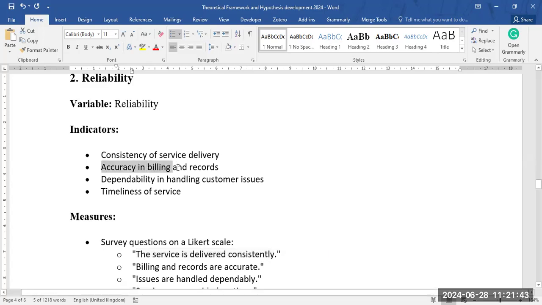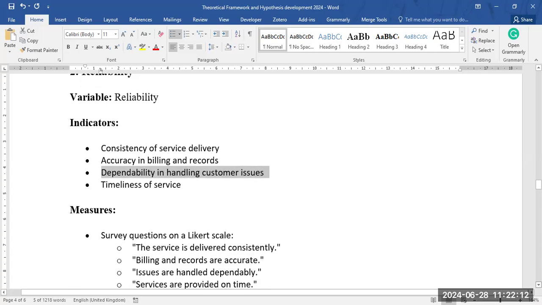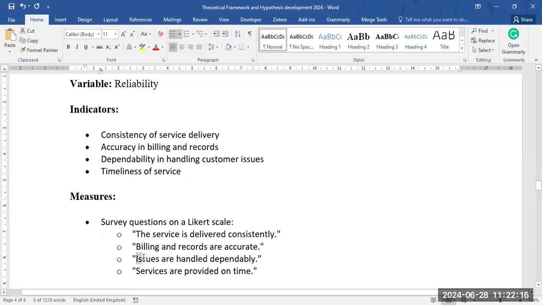And accuracy in billing and records: billing and records are accurate. If you get the billings and records accurately, you can put five, because they are providing a reliable service. If you do not strongly agree, you can select another point on the scale. And dependability in handling customer issues. How are they going to measure that? The question is: issues are handled dependably. If you agree, you can put five, or if not, you can put one.